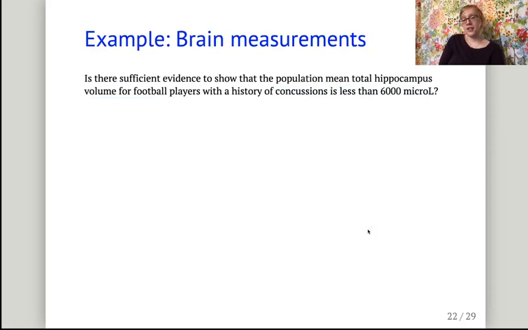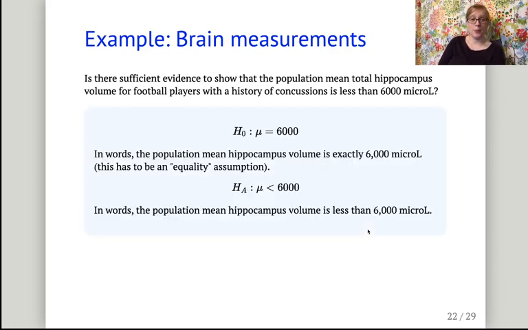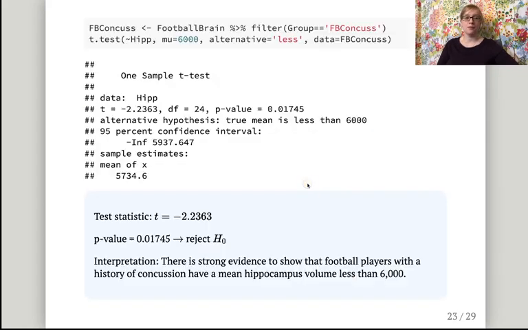So, is there sufficient evidence using a hypothesis test to show that the mean hippocampus volume for football players with histories of concussion is less than 6,000 microliters? Let's find out. Our null hypothesis is that the population mean is exactly equal to 6,000. Our alternative comes from that research question, that the volume's less than 6,000.